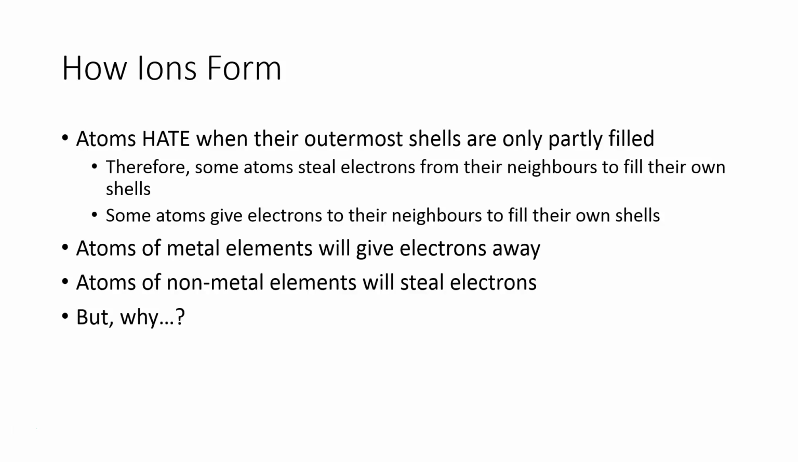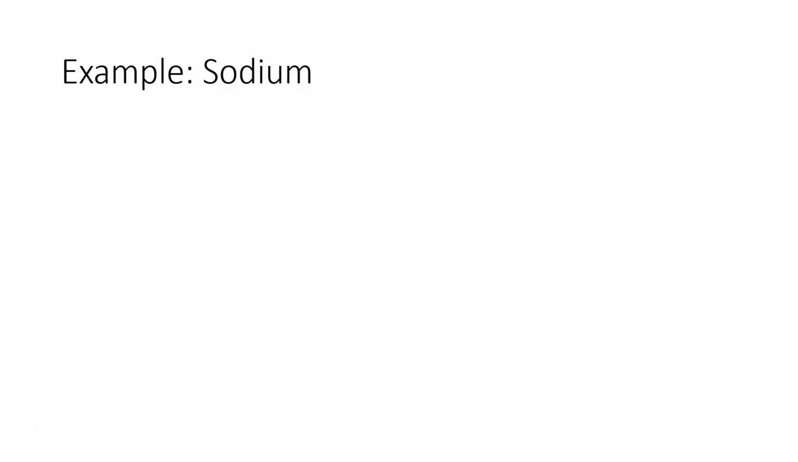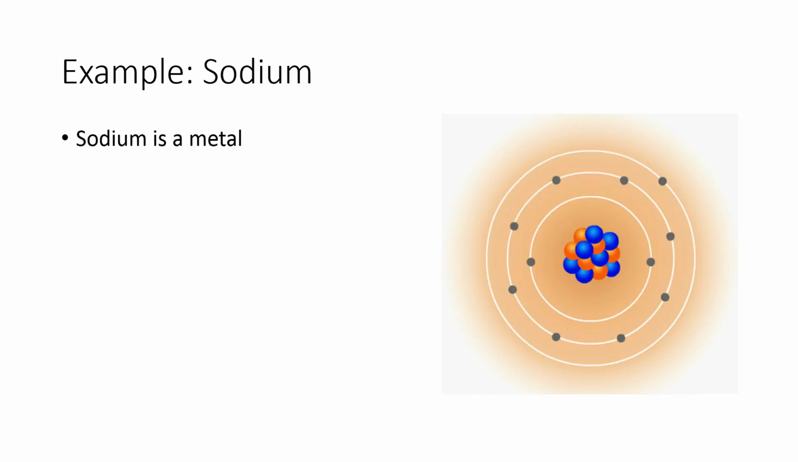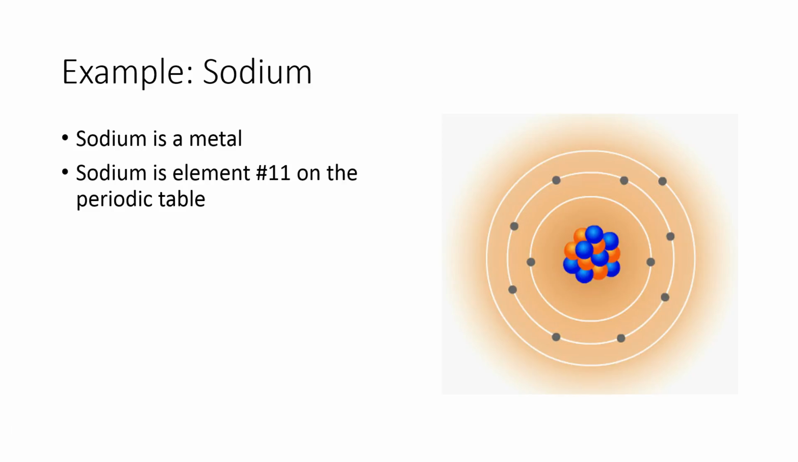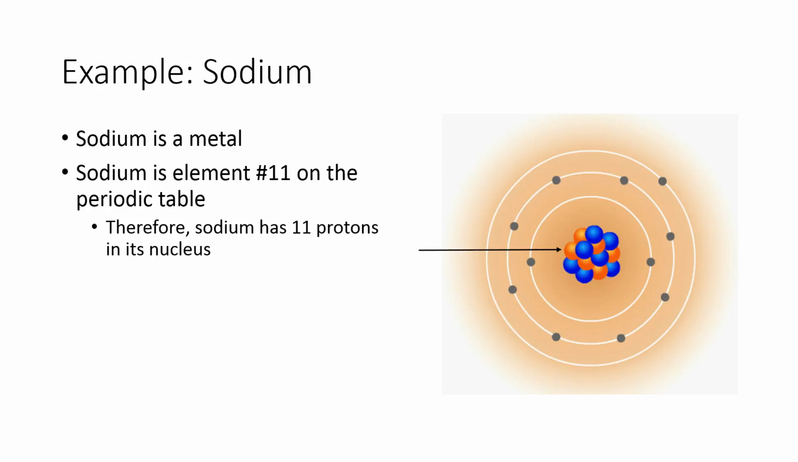But why would they do that? Let's have a look at sodium atoms as an example. How do sodium atoms form ions? All right, let's start from the very beginning again. Sodium is a metal. Sodium is element number 11 on the periodic table. If you'd like, you can pause and prove that to yourself by looking at your periodic table.